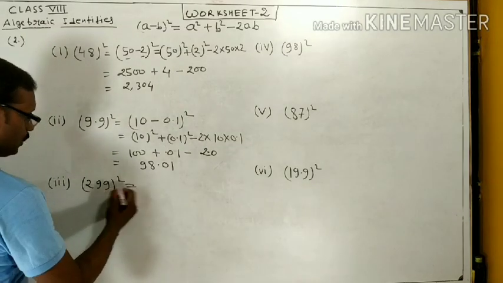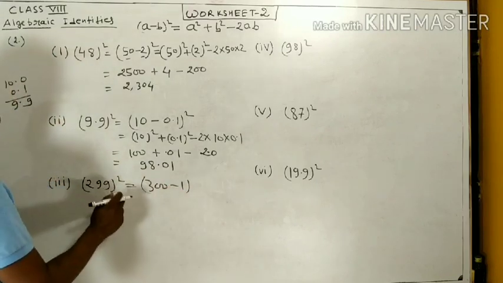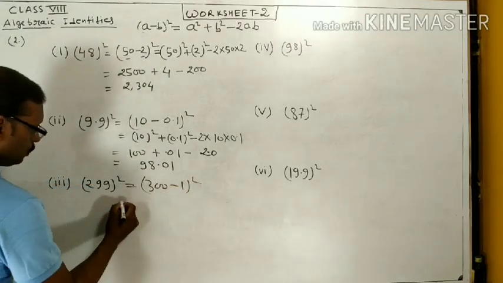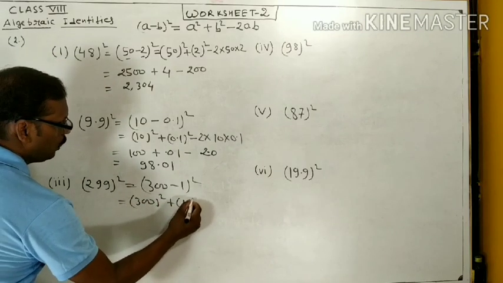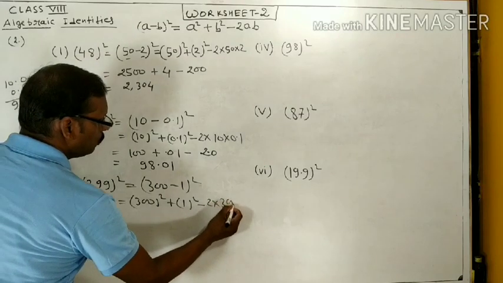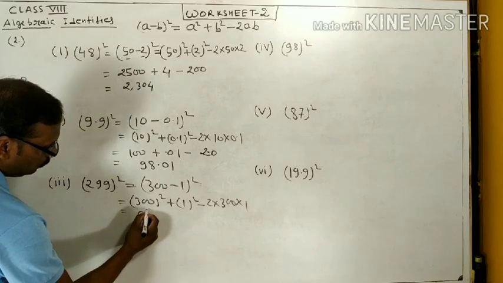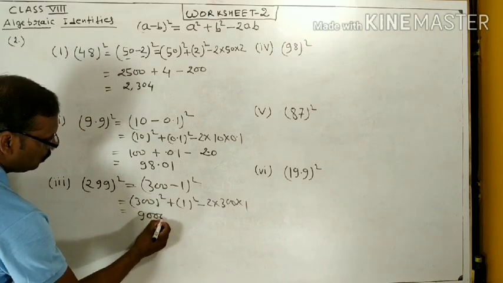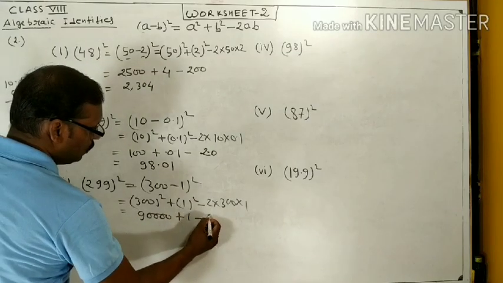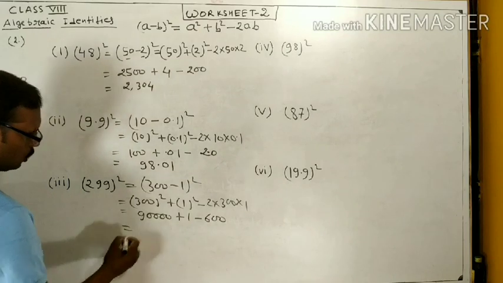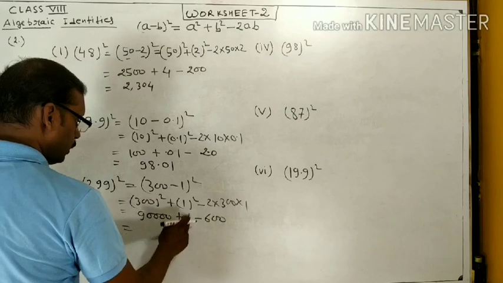Next, 299. This is very simple. 300 minus 1. If we subtract 1 from 300, we get 299. So (300 minus 1) whole square: 300 square plus 1 square minus 2 into 300 into 1. 300 square means 3 square is 9 and double 0 means write 4 zeros after 9, so 90,000, plus 1 square, 1, minus 2 into 300, that is 600. So it is 90,000 minus 600 and plus 1.